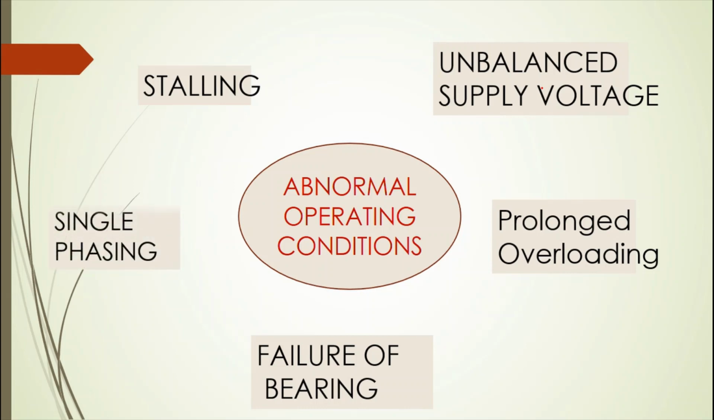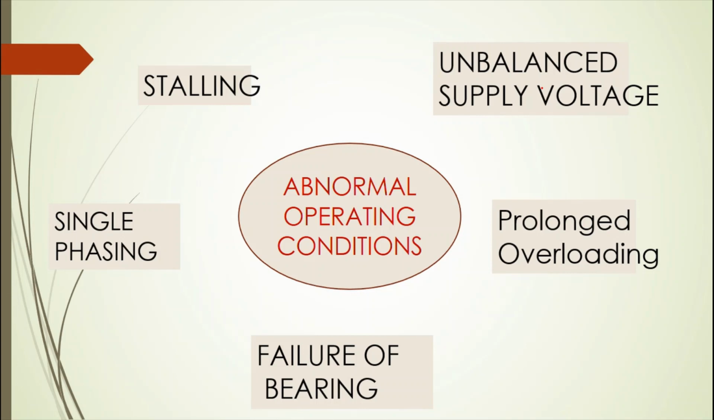Single phasing. It is a condition where one of the supply lines gets disconnected due to blowing of a fuse or open circuit condition. Thus the whole power is then supplied through the two windings. Hence, there is a flow of unbalanced current which can lead to a negative sequence component of current, and hence rotor heating or temperature rise occurs, which may lead to insulation failure.